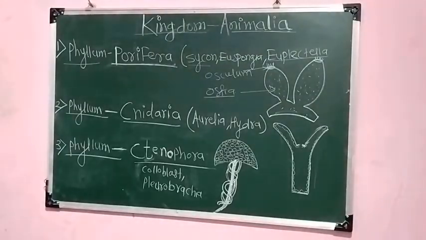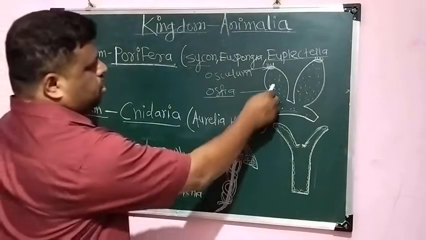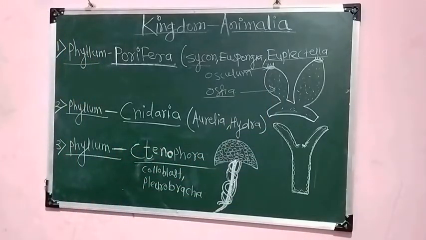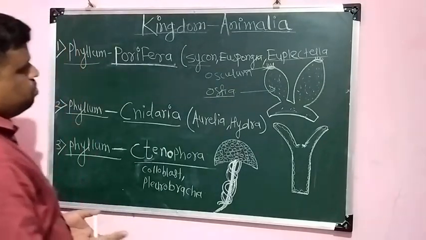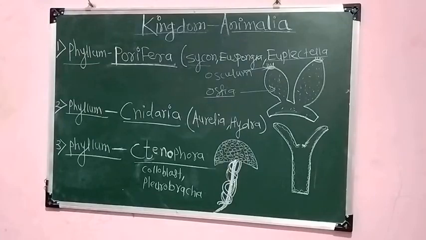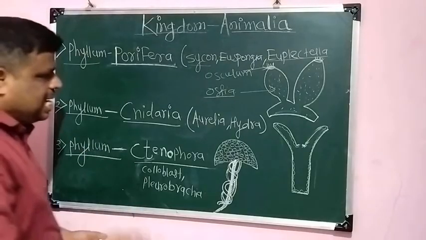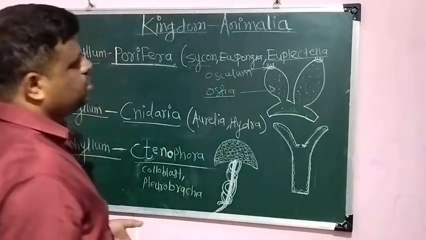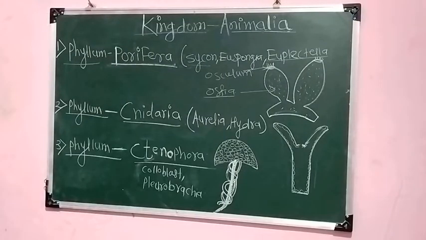Okay, then reproduction. Yes, they reproduce asexually as well as sexually. They reproduce sexually by gamete formation. Then the fertilization process takes place internally, and the development is indirect by a larval stage or by larva. Okay, so this is simply regarding this particular phylum, that is phylum Porifera.